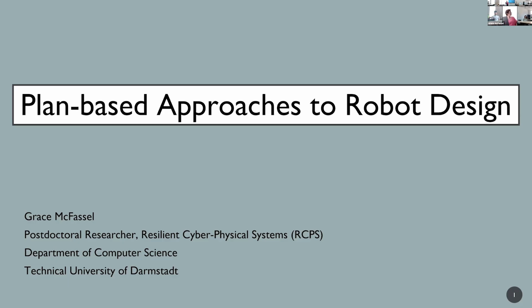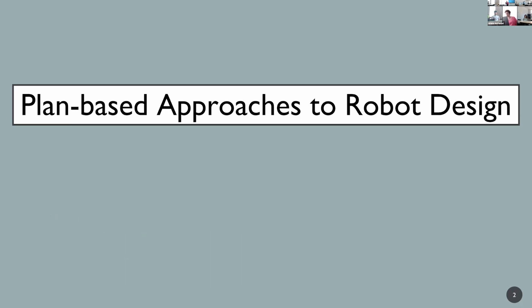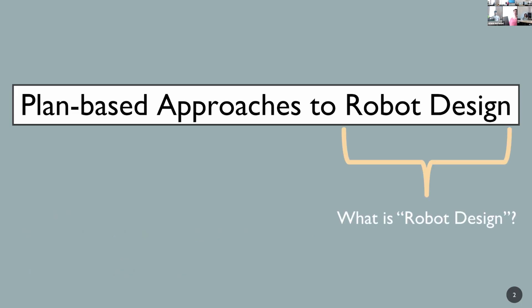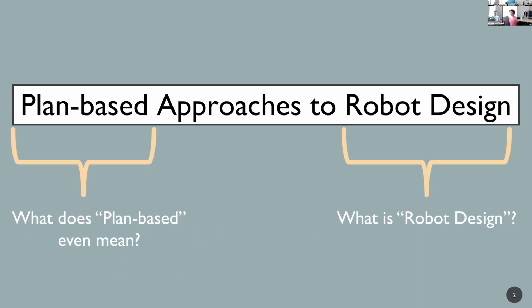So this talk is going to be broadly broken up into two pieces. Conveniently, both of them are in the title. The first is, what is robot design? What do I mean when I say that? And why should we care about what I mean when I say it? And second, what does it mean for something to be plan-based? What do I mean by a plan in this context? And how do plans apply to designing robots?